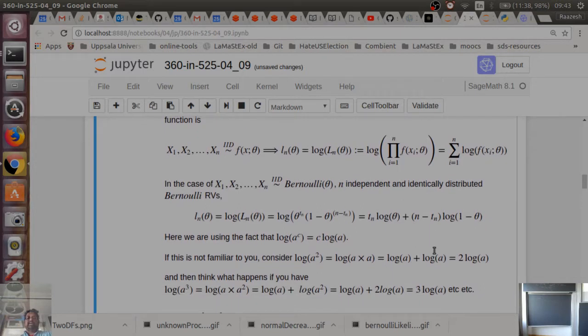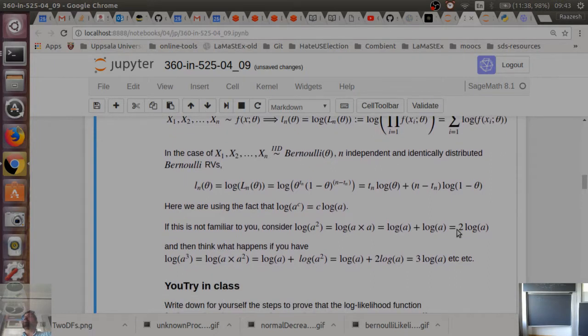Okay. So just marching through for the logarithm of the likelihood function for the Bernoulli theta random variable, and this just uses properties of logarithm.